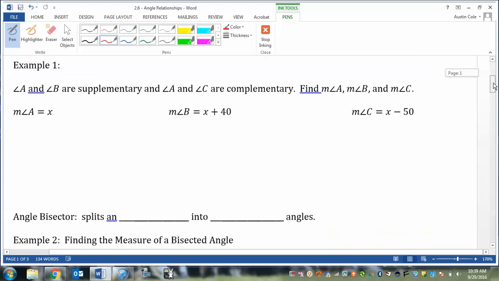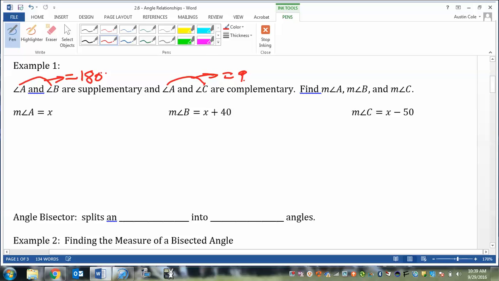So let's look at example 1 here. We're given that angle A and angle B are supplementary. So what did we just discuss that means? They add up to 180 degrees, right? How about angle A and C? We're given that they're complementary. What does that mean? Equals 90 degrees. Okay, so now we're instructed to find the measure of angle A, the measure of angle B, and the measure of angle C. How do you guys want to start this one?